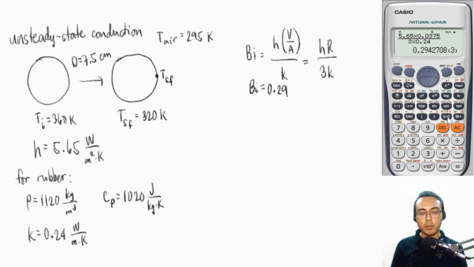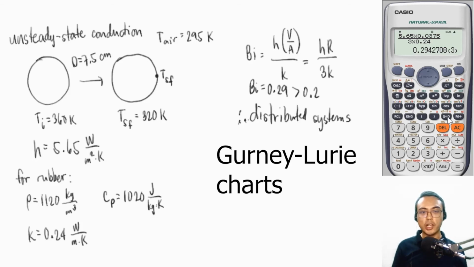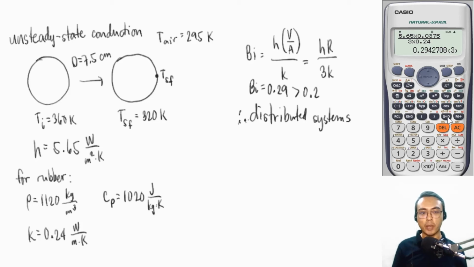Now, this is unfortunate because our Biot number, which is 0.29, is greater than 0.2, which is our threshold for lumped systems. It is very easy to solve for the time required to change the temperature of a lumped system because it is only governed by one equation. However, since our Biot number is greater than 0.2, we now consider this system as a distributed system. For distributed systems, we use the Gurney-Lurie charts as a graphical method of solving this problem in lieu of the analytical method, which uses a Fourier series expansion.